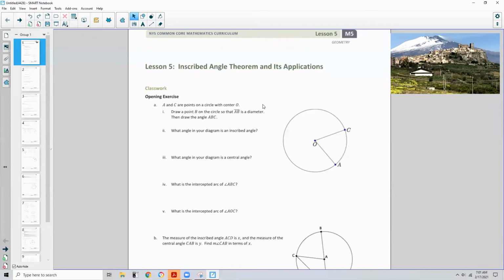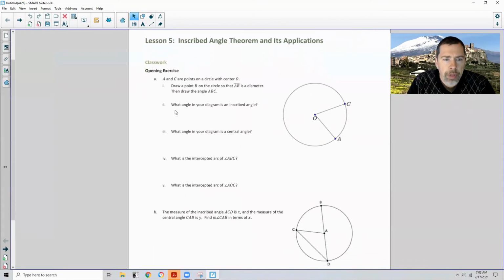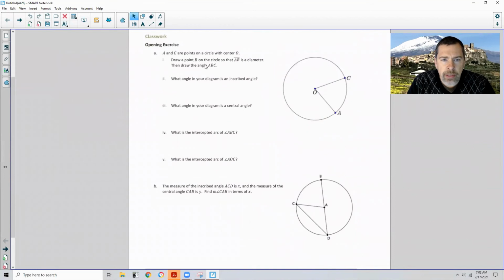Lesson 5, Inscribed Angle Theorem and its applications. Okay, so here we go, Lesson 5. Opening exercise says A and C are points on the circle with center O. Draw a point B on the circle so that the segment AB is a diameter.